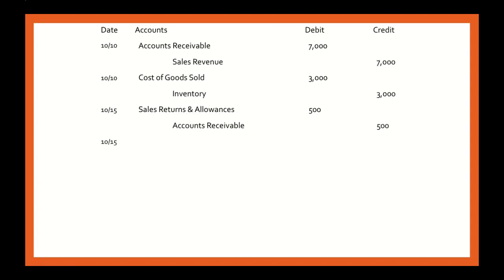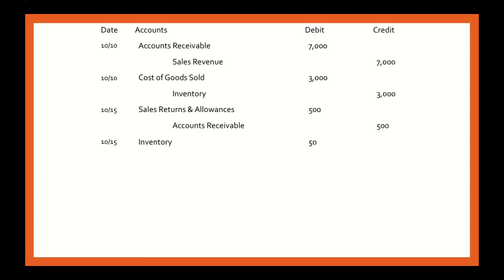Then we have another entry. This other entry is to record the fair value of these goods. So we're told the fair value of these damaged goods is $50. So we are getting back $50 in inventory. Right? $50 worth of goods are now back in our warehouse. So we want to increase our inventory by 50.